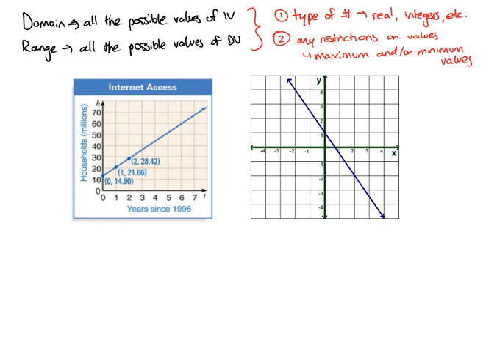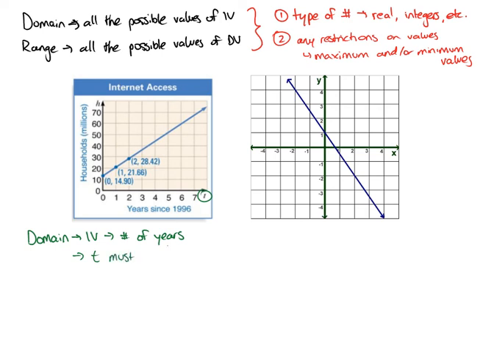We're going to describe the domain and range for the two graphs that we see below. In the first graph here on the left, for the domain, we're dealing with the IV, which in this case is number of years, or amount of time that has passed since 1996. Let's call that T, as it's been defined in the graph for us.